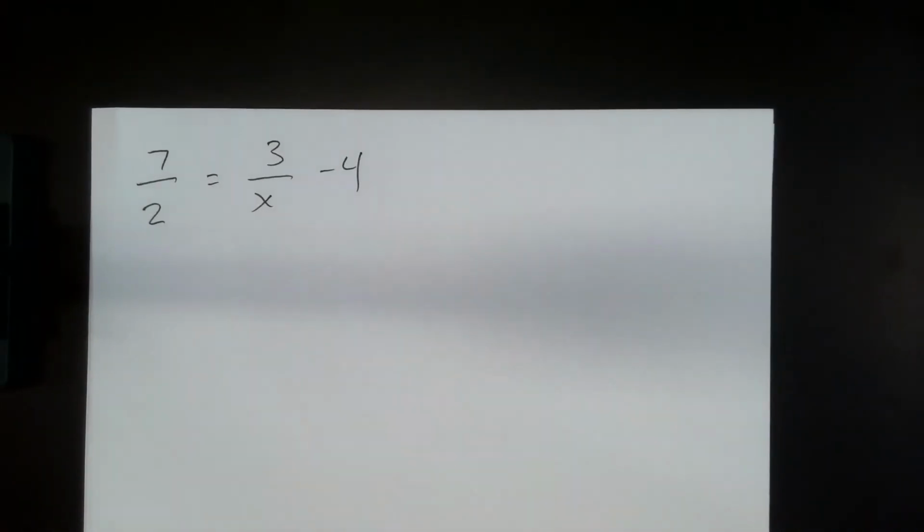So this problem right here, we can't cross multiply. Someone tell me why we can't cross multiply these. Yeah, because there's 3 terms. It's not just a fraction equals a fraction, right? We have a fraction equals a fraction minus 4, so we can't cross multiply these.